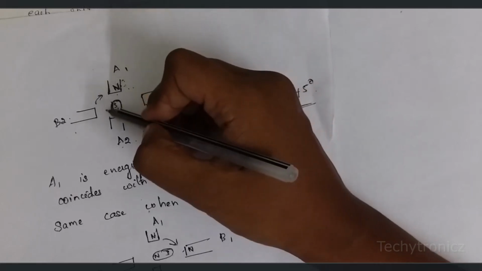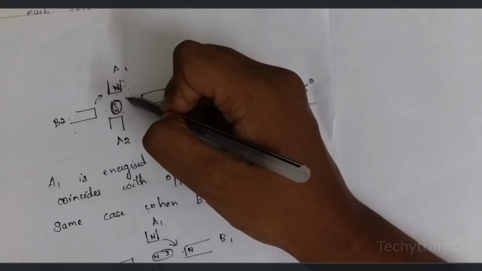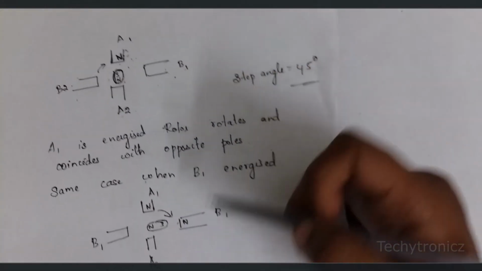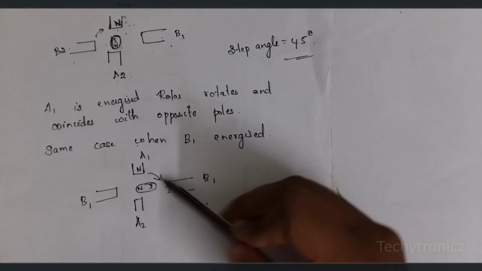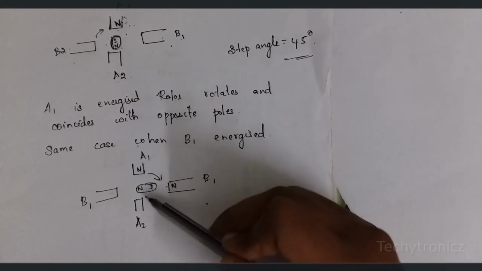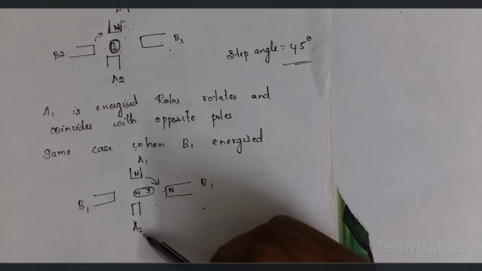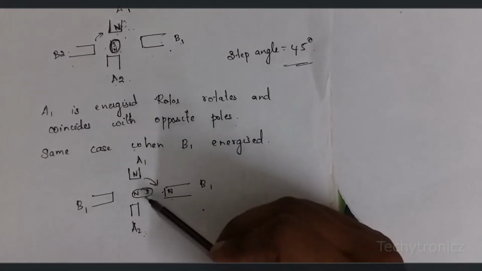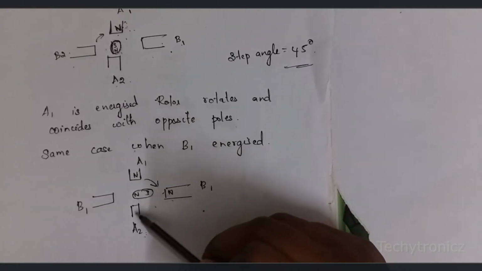Okay, with the angle, it moves in the angle of 45 degrees. Then in the same case, when B1 is energized, again this rotor rotates with the angle of 45 degrees and it is attracted to the stator poles. Again, when this side gets energized, A2 to A1, it rotates again by 45 degrees and this rotor is attracted to these stator poles.